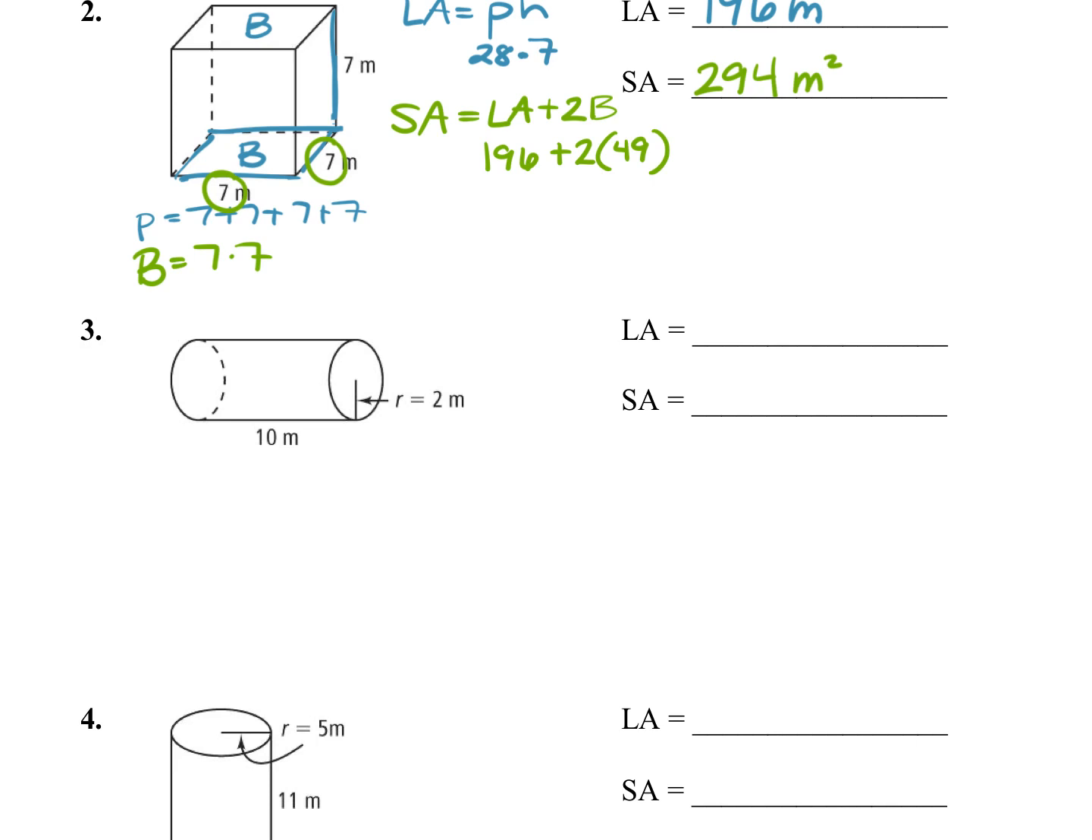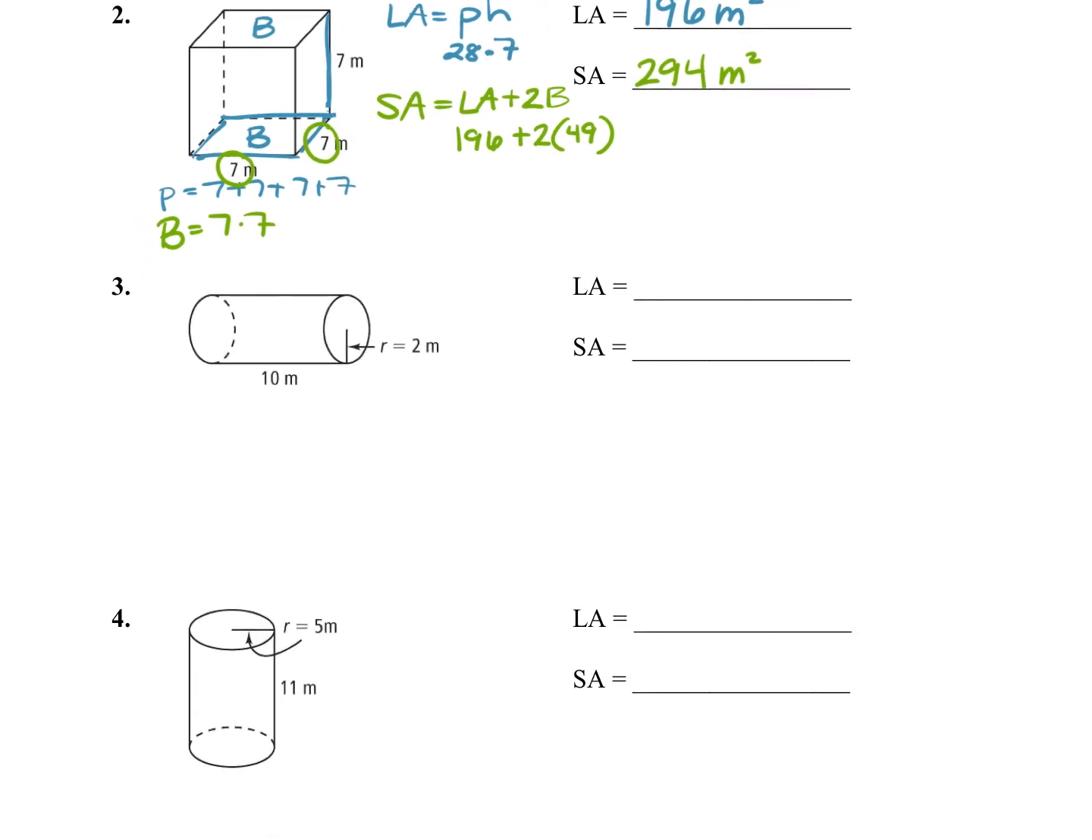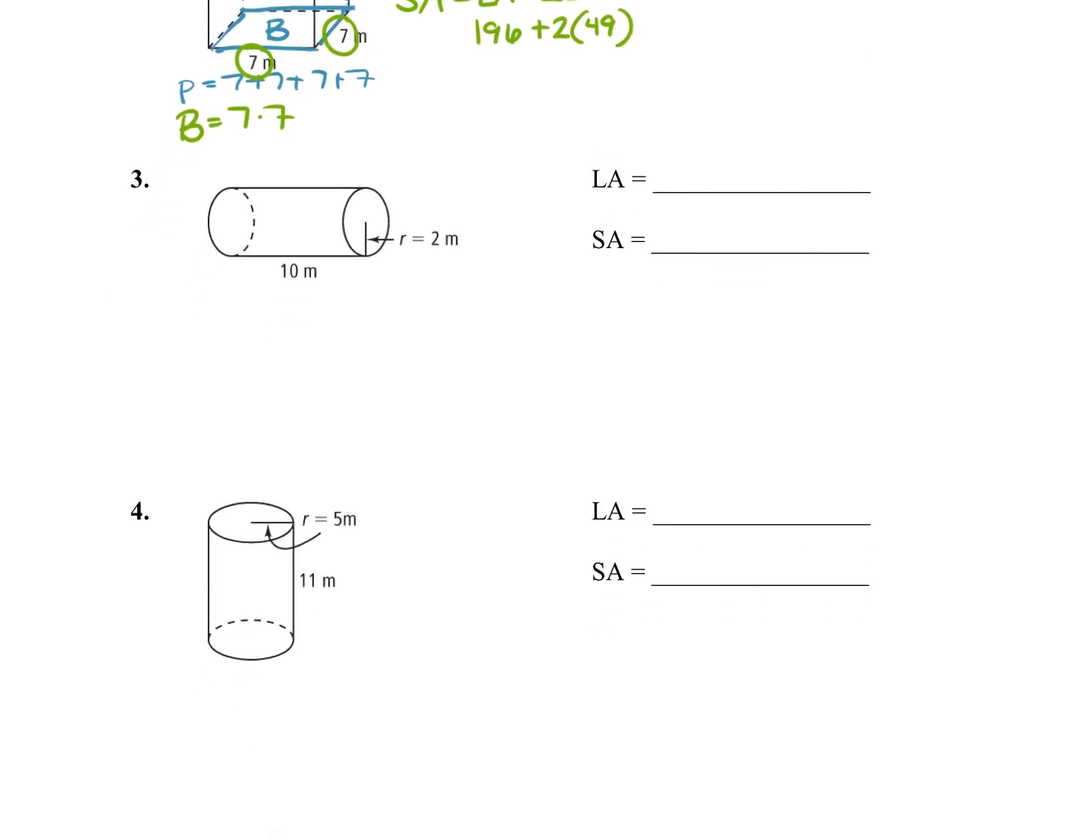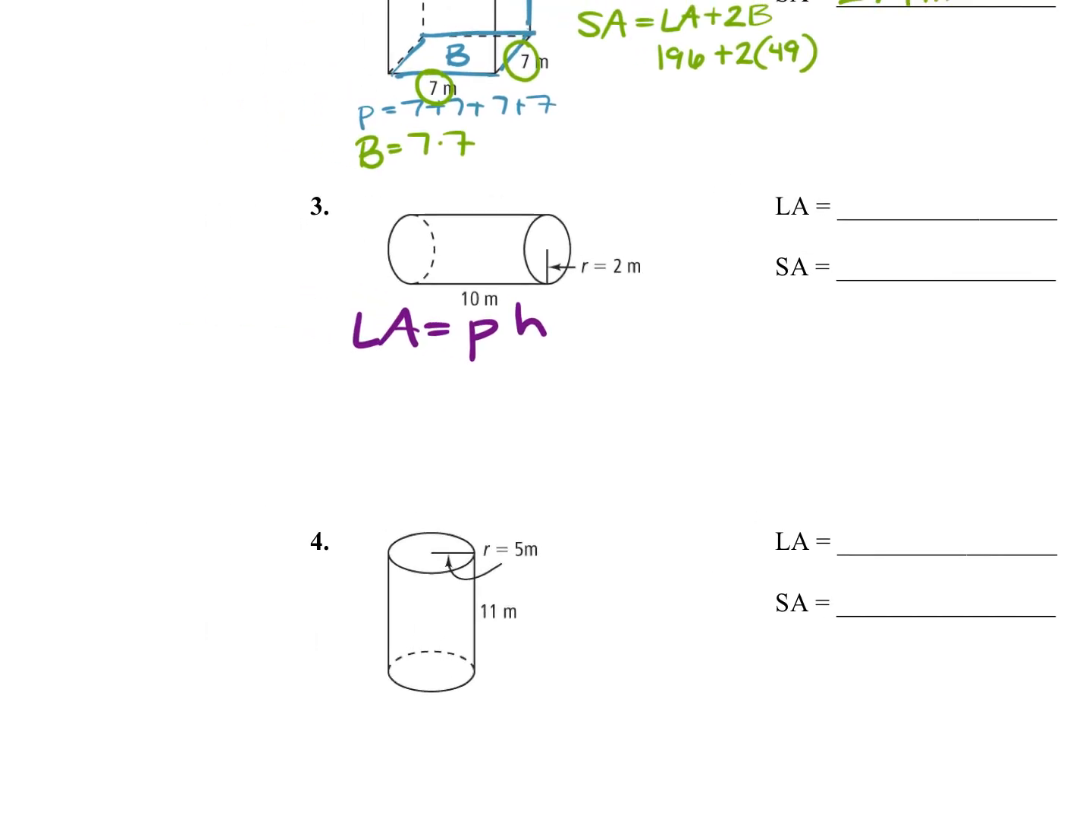All right. These last two are a little bit different. What is different about these than the first two? They're cylinders. There's a circle involved, okay? So this is the problem on your quiz that you're going to use the little extras that I gave you, right? P for a circle, B for a circle. So if we're doing the lateral area, it's still P times H. What did we say for a circle P stands for?